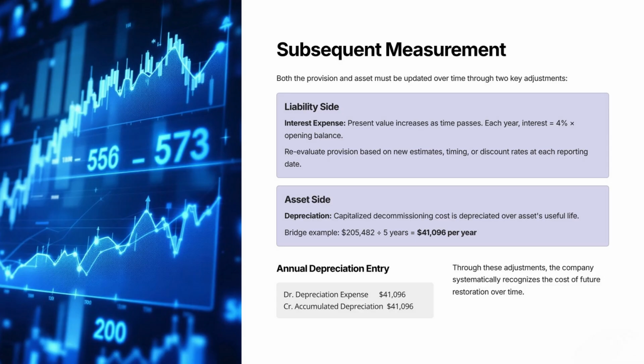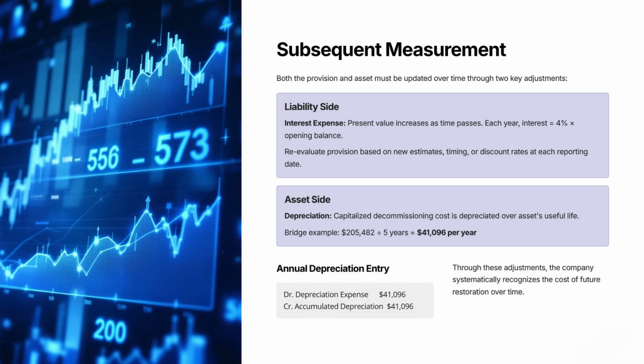So, if the bridge asset includes $205,482 of decommissioning cost and has a 5-year life, the depreciation would be $205,482 divided by 5 equals $41,096 per year. And here is the journal entry.